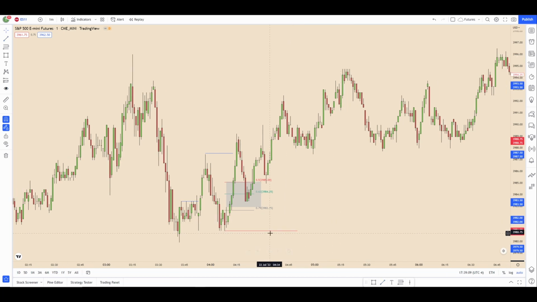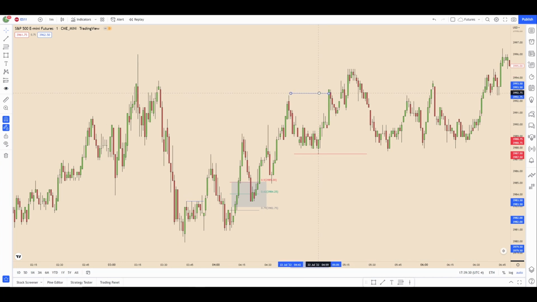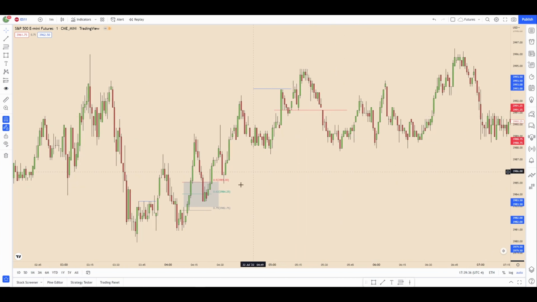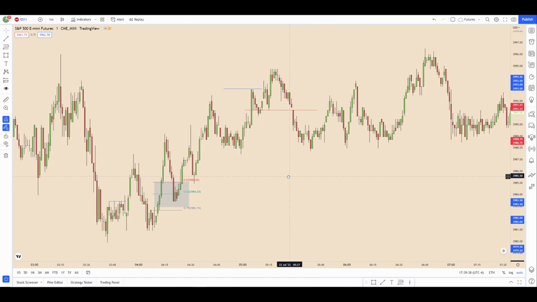Now, where would you trail your stop to? Once this structure is broken up here, move my stop here. This structure right here is broken, so move my stop up to here. This structure is broken here, move my stop up to there. This structure is broken right here, so you could move your stop up to there, and then you get stopped out there. So pretty effective way to trail your stops.